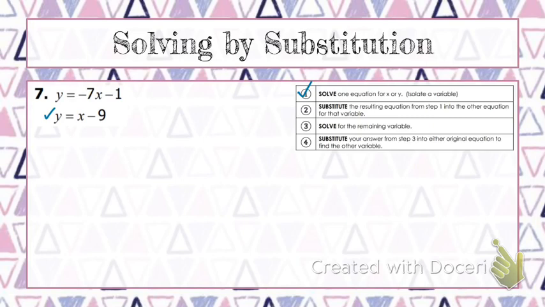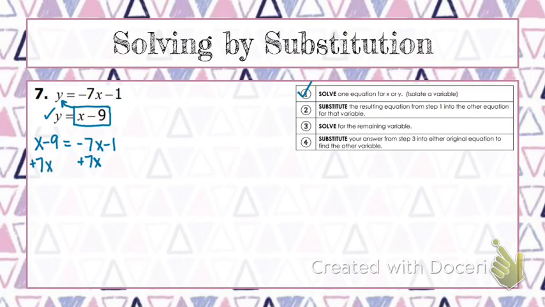Substitute the resulting equation from step 1 into the other equation for that variable. So what that means is we are going to take everything that y equals, which is all of this, and plug it into the y spot in the other equation. So we're going to have x minus 9 equals negative 7x minus 1. Okay, this is y equals negative 7x minus 1. And then we're just going to solve for x because now we only have one variable in here and it is x. So I'm going to add 7x to both sides.